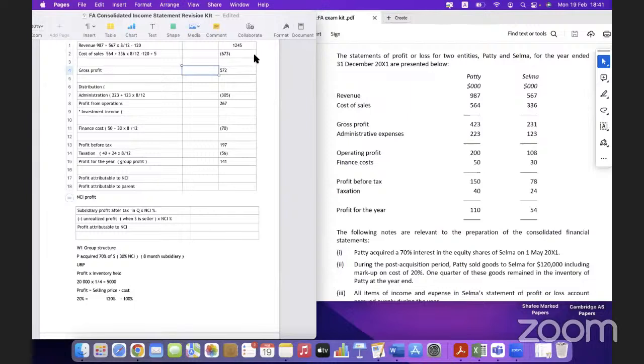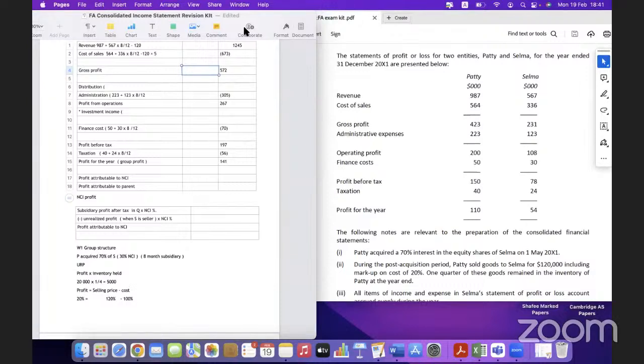All right, wait, let me check on the cost of sale. And yes, guys, one more time, I'll go through the URP adjustment also. Right, 564 plus 336 into 8 divided by 12 minus 120 plus 5. Wait, guys, one more time. 564 plus 336 into 8 divided by 12 minus 120 plus 5.